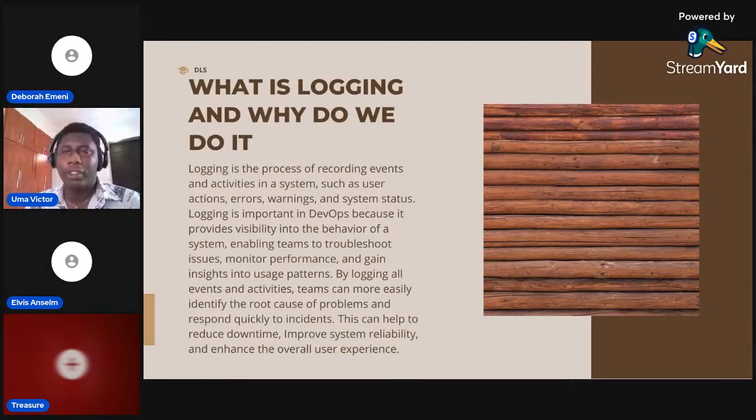If it's a small application, you can log it in, let's say, a file, or let's say a database. A file will not really be ideal because you really don't want to store your logs in a file, because you need some kind of filtering abilities.